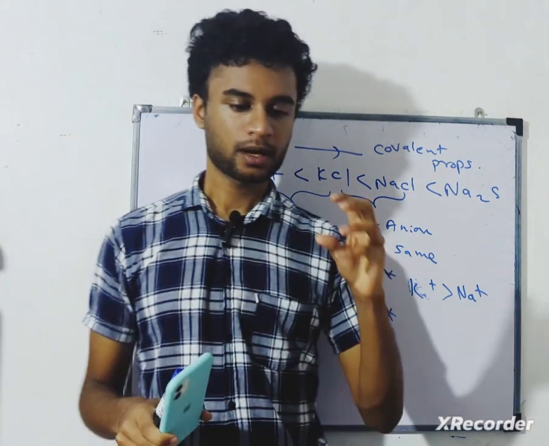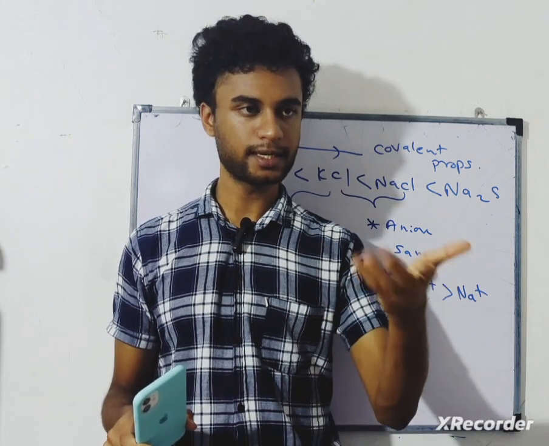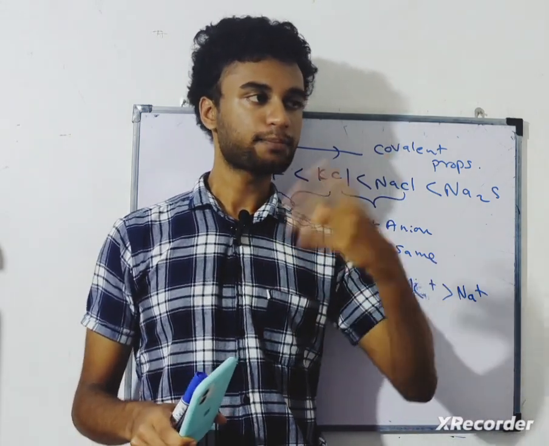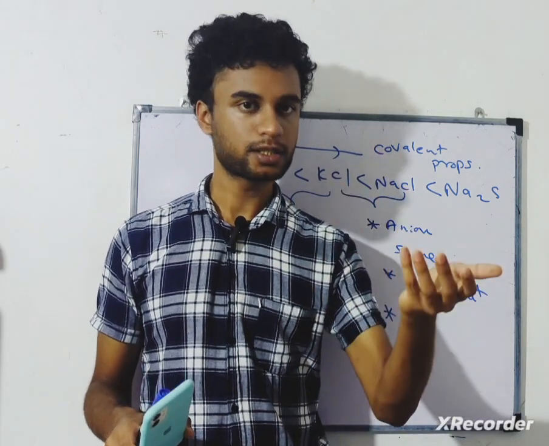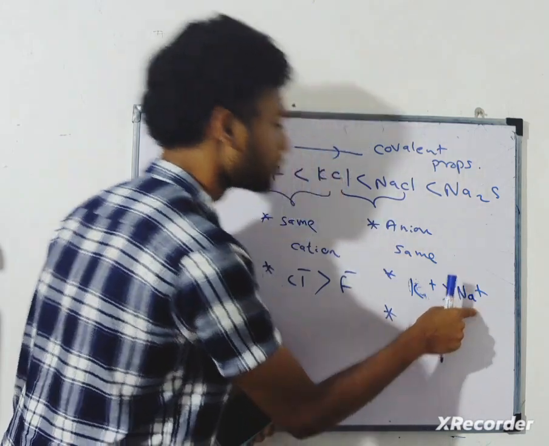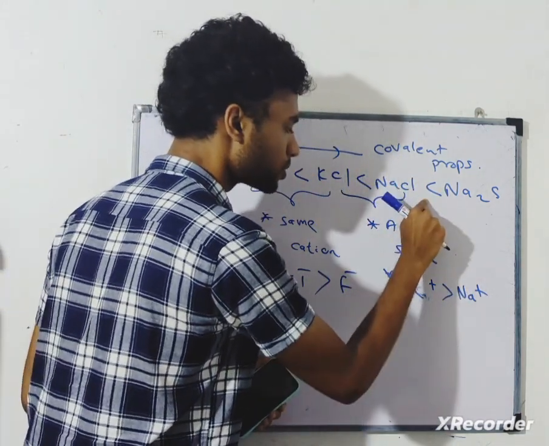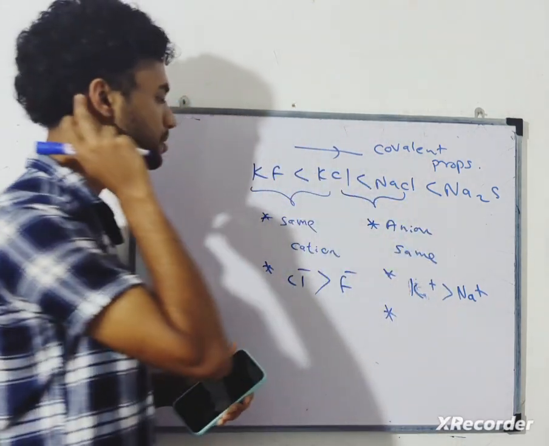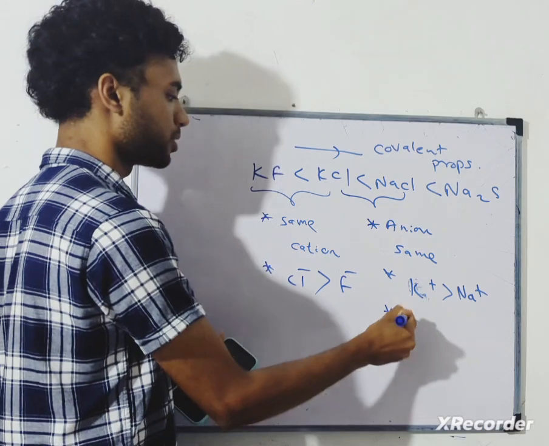Remember I said that covalent properties increase when the polarizing power increases and polarizability increases. You know that polarizing power increases when the cation is highly charged and small. Sodium plus is smaller than potassium plus. Therefore, the covalent properties of sodium chloride should be greater than potassium chloride. Now I think you can understand that. Is that clear? That's the point I discussed.